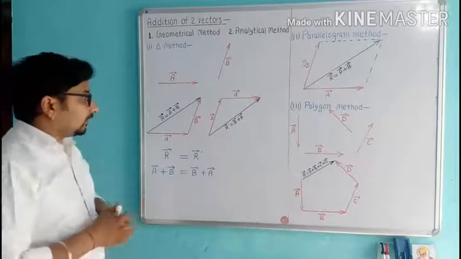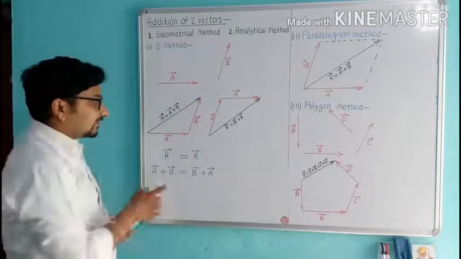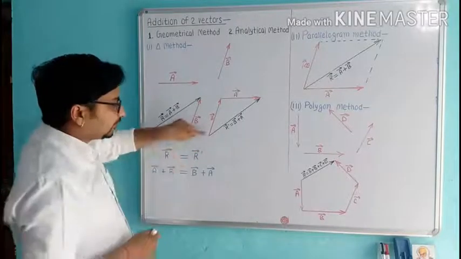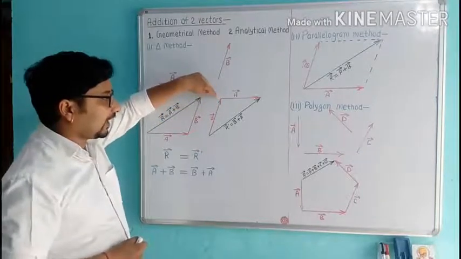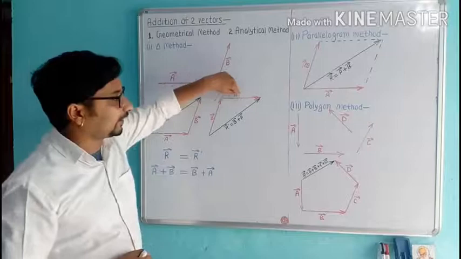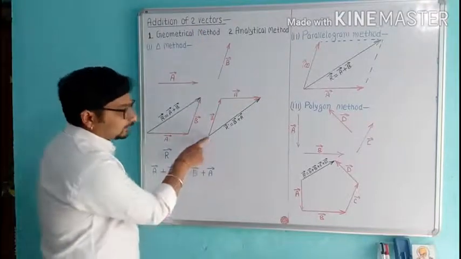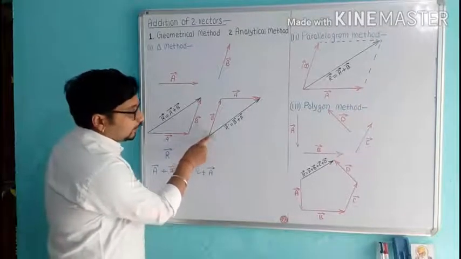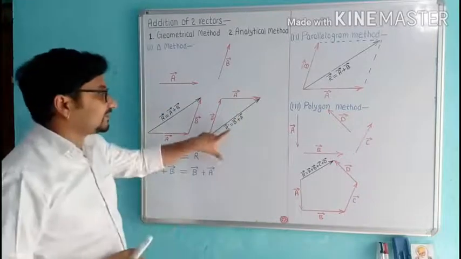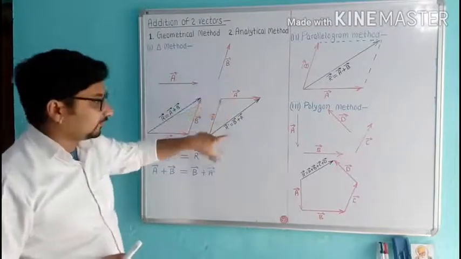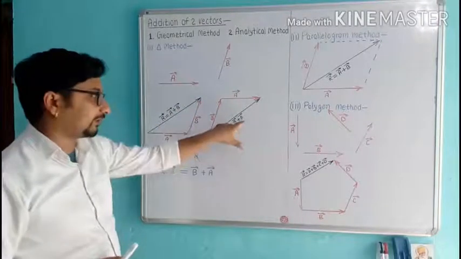You can add vector A and vector B in a different manner. For example, at first draw vector B. Then from the head of vector B, draw vector A. After that, from the tail of vector B to the head of vector A, draw a line which represents the resultant of vector B and vector A. That is R dash is equal to vector B plus vector A.